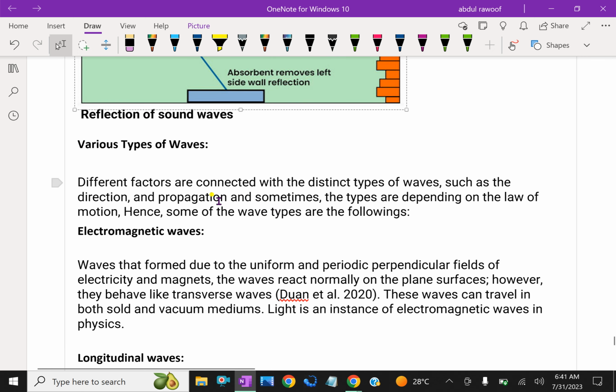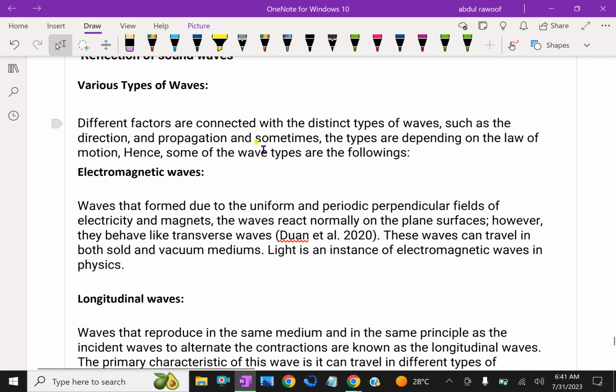Here is some example of how the sound reaches our eardrum. Various types of waves. Different factors are connected with the distinct types of waves, such as the direction and propagation, and sometimes the type depending on the law of motion. Hence, some of the wave types are as follows.